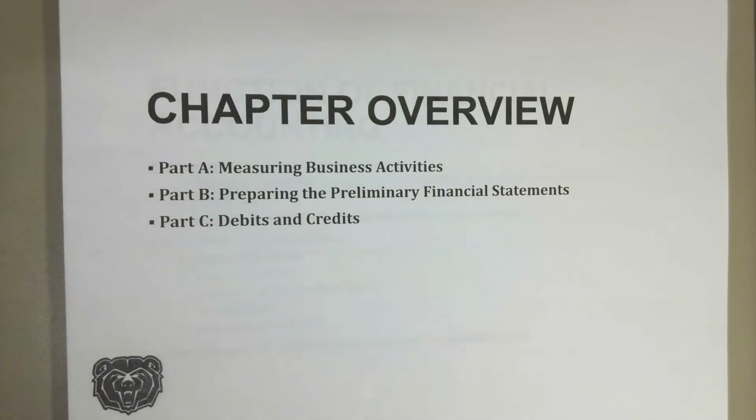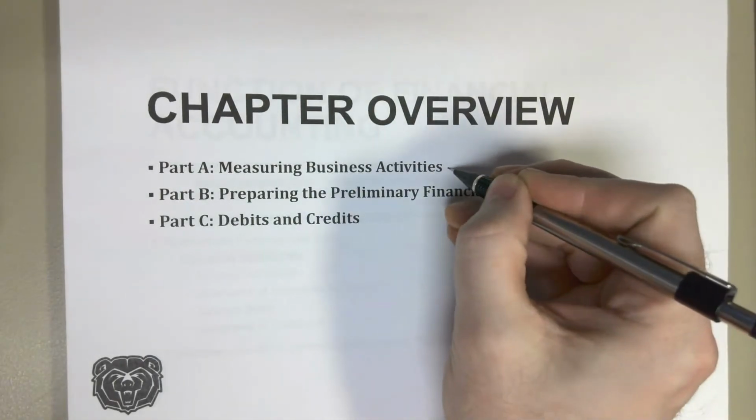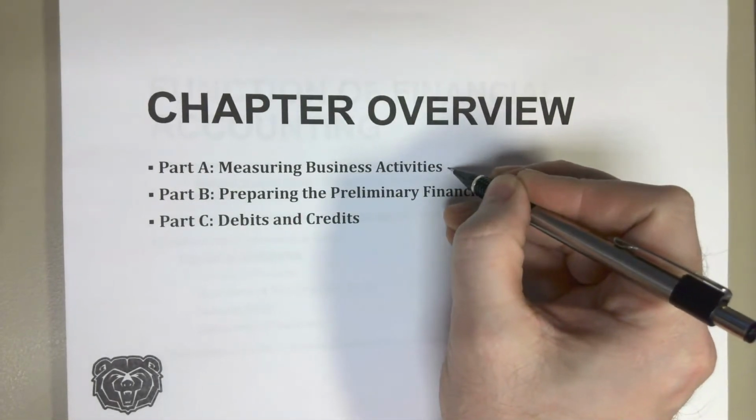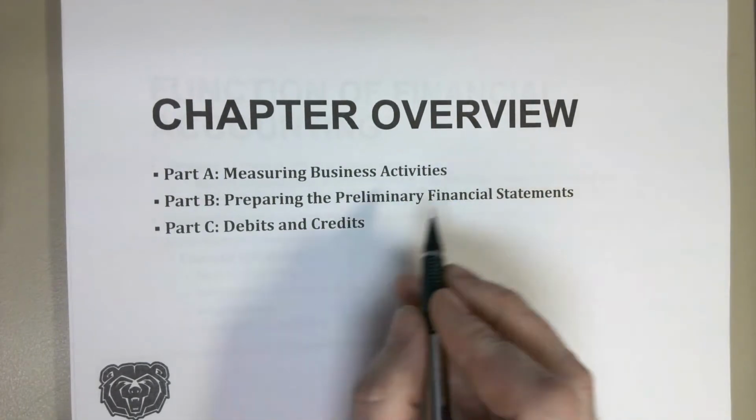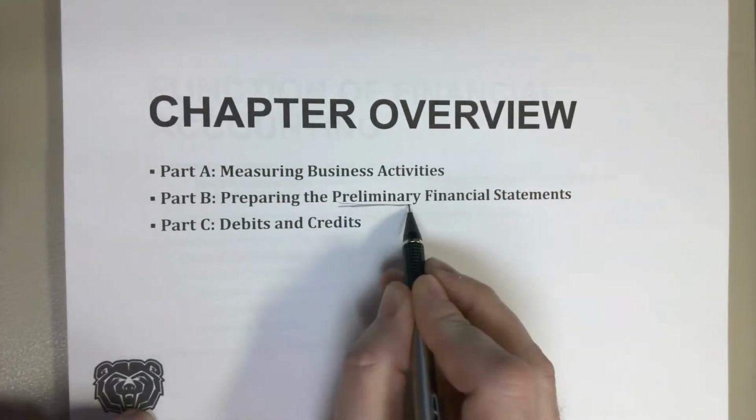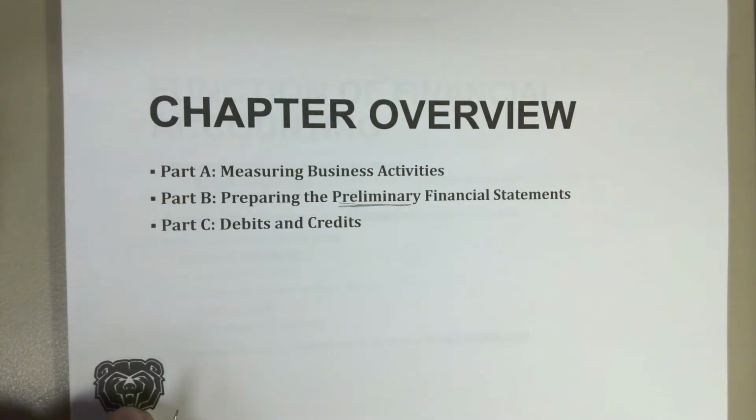And in particular, in this chapter, we're going to be discussing the transactions that we're going to record and measure during the accounting period. Okay, so we're going to talk about three things. The first is going to be measuring those business activities, and then we're going to prepare some preliminary financial statements. We will, of course, have to correct those or make adjustments and prepare final financial statements, but we'll do that in Chapter 4.